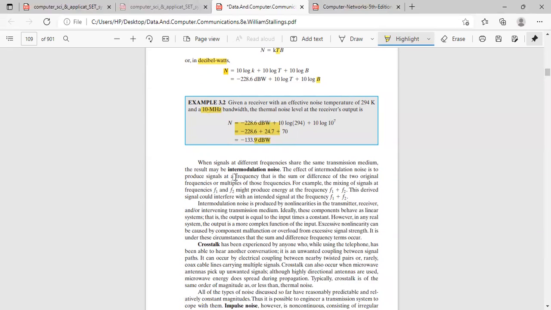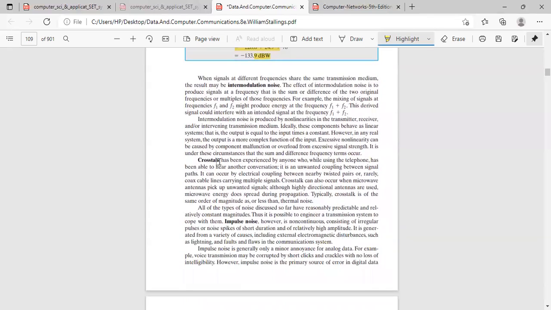The next type of noise is intermodulation noise. When you have two signals at two different frequencies transmitted together, they may collide and form a new frequency level, so the signals may get distorted and you may experience some interference. That is called intermodulation noise.